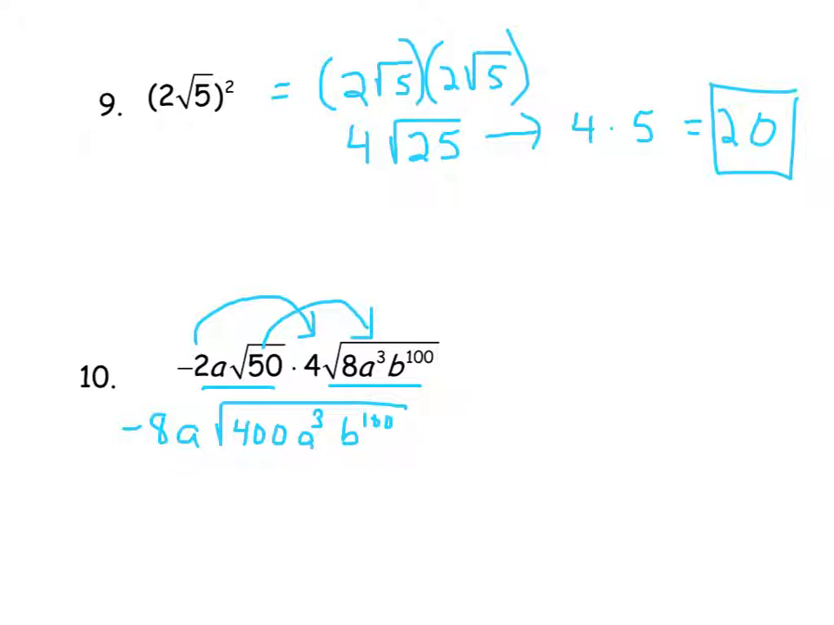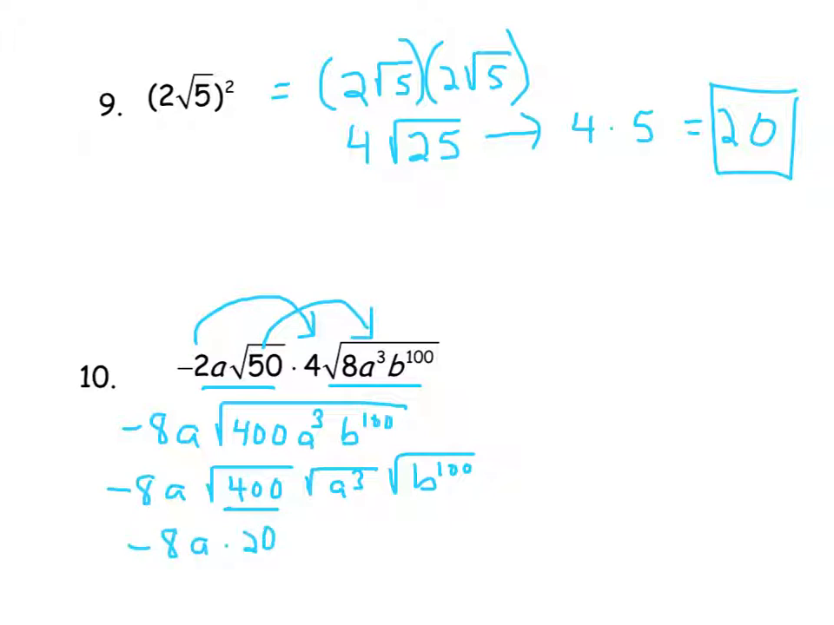All right, so now I need to break this down and simplify it. So negative 8a stays there. I'm going to take the square root of 400, the square root of a cubed, and the square root of b to the 100. All right, I know that 400 is also 4 times 100, and both of those are perfect squares. So this must be a perfect square, and I think it is. It is 20. So this is negative 8a times 20. The square root of 400 is 20.